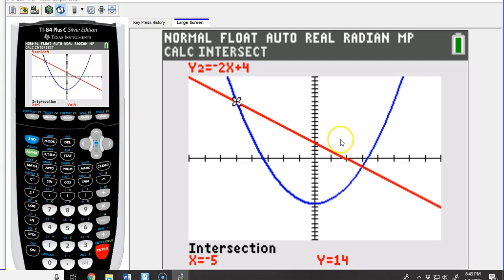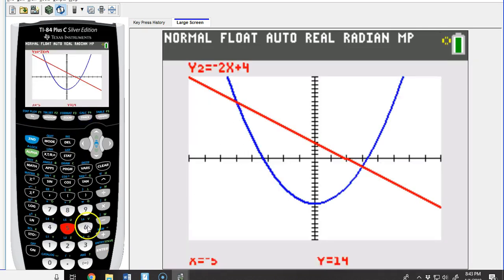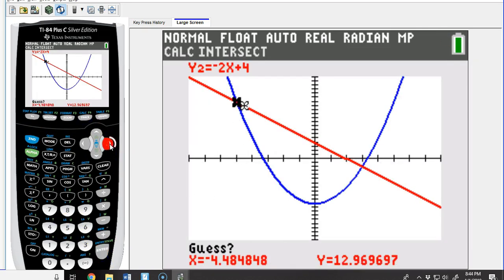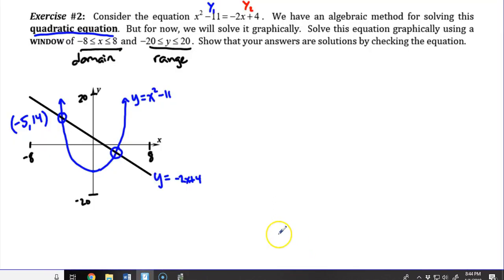And now repeat the process, but this time when you do guess, make your guess be closer to this intersection point, which is a positive x value. So hopefully you did it on your own. Pause, play the recording when you're ready. Okay, and the other intersection point is at 3, -2.